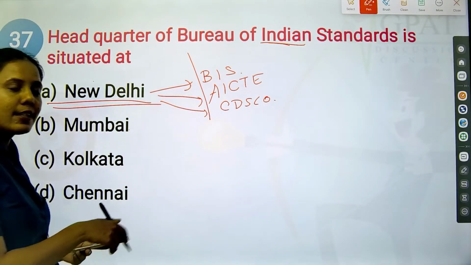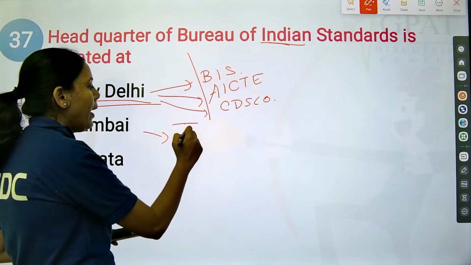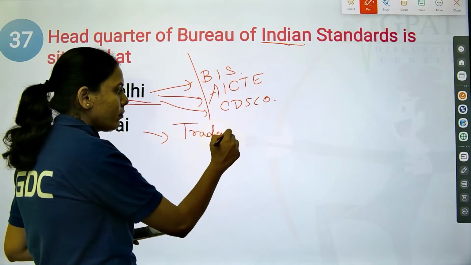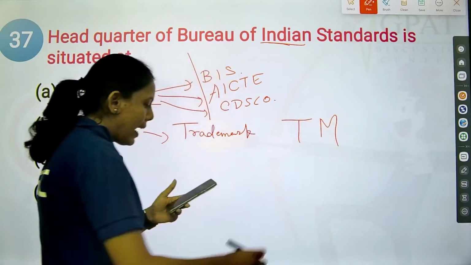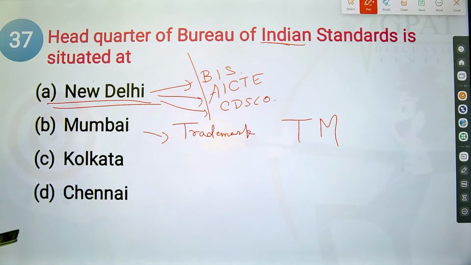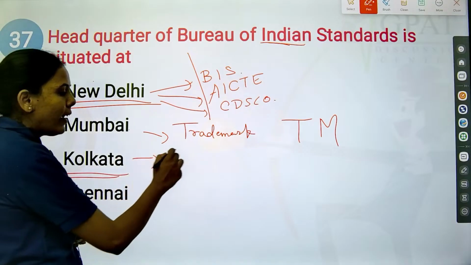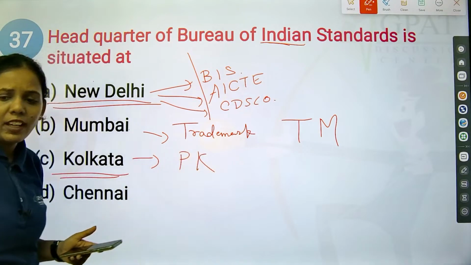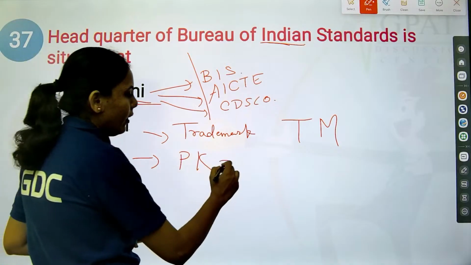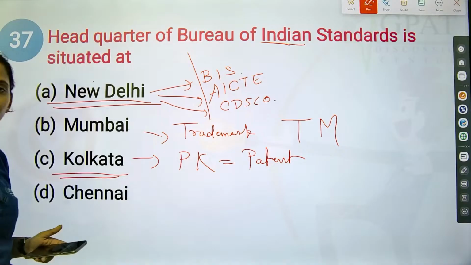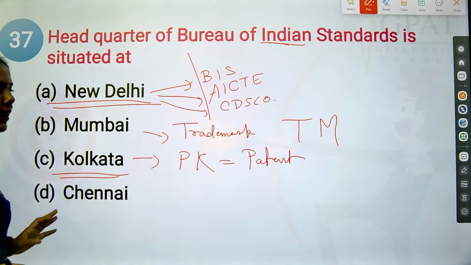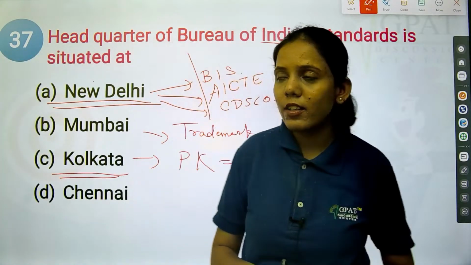Mumbai has the head office of what? Trademark. So you can remember trademark, M stands for Mumbai also. Next is Kolkata. I think everybody knows the movie PK. So P stands for patent, K stands for Kolkata. And Chennai is not there. So these are the different headquarters which are located.